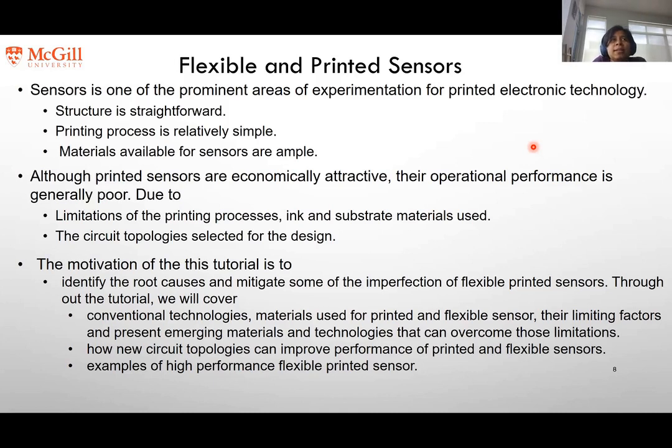So one thing is, as you can see from the comparison of techniques, printed electronics are economically very attractive, but their operational performance is not that great compared to making the same thing with IC silicon microfabrication techniques. And the reason is that there are limitations in printing processes, the type of ink that we use, and also the substrate materials that we use.